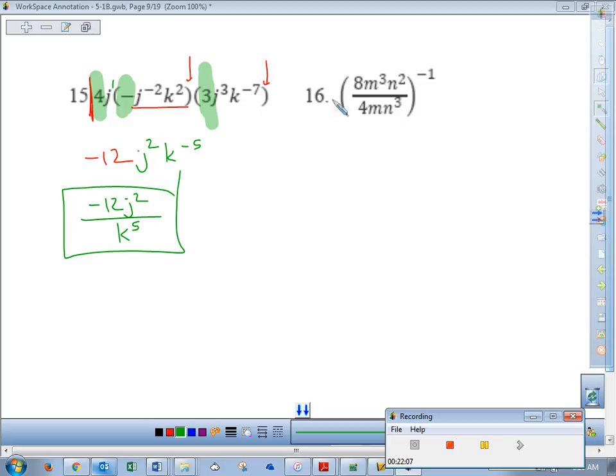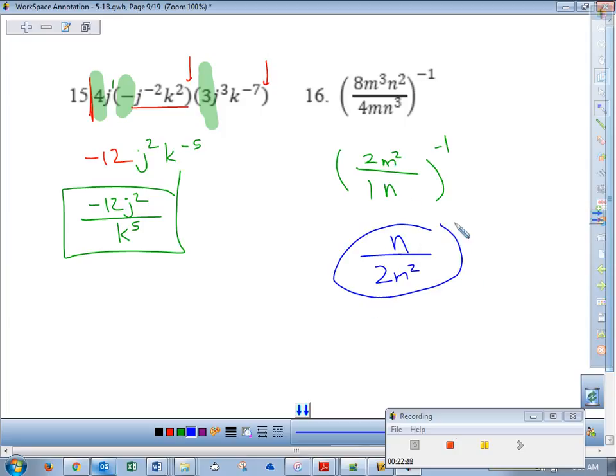I feel the easiest thing to do is simplify what's in the parentheses first. 8 over 4, 2 over 1. M's, 2 more upstairs. N's, 1 more downstairs. It's all still being raised to the negative first power. Still not good. I got to take it to the negative first, which means reciprocate the base. N over 2m squared, all to the positive first power, which would mean I am finished.